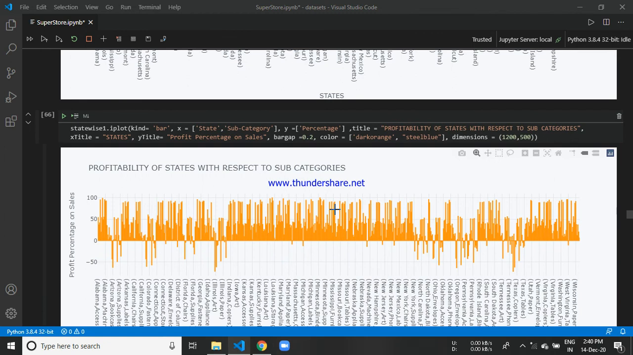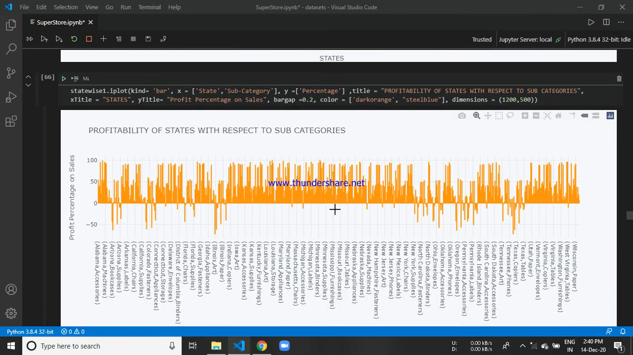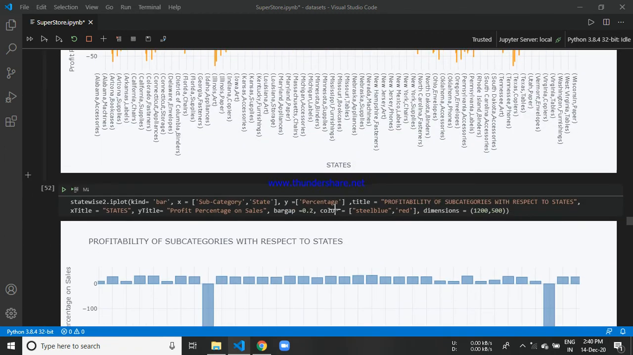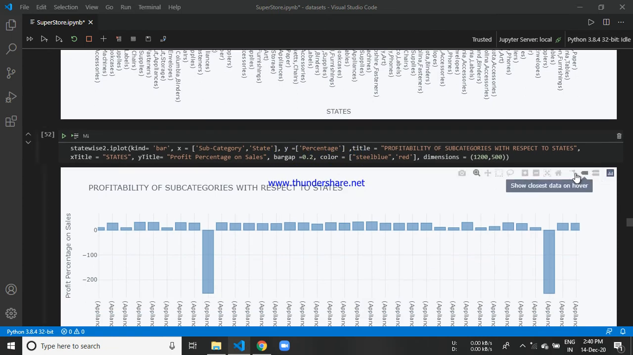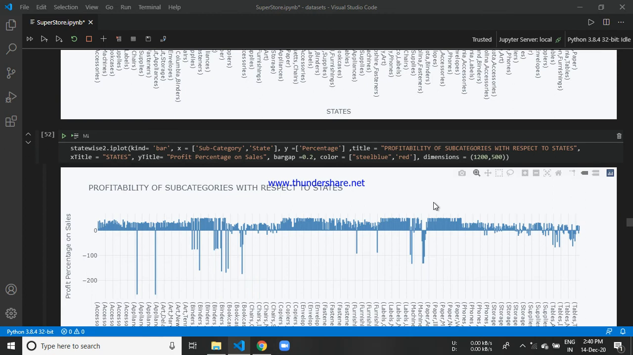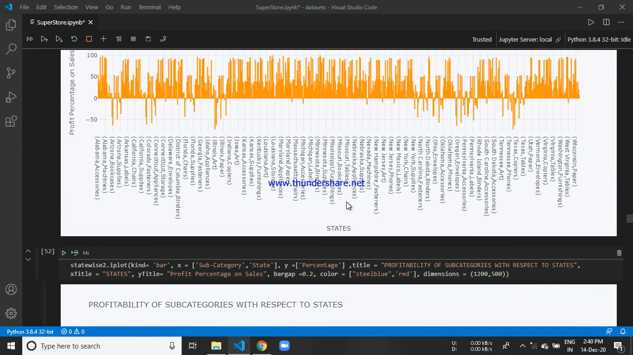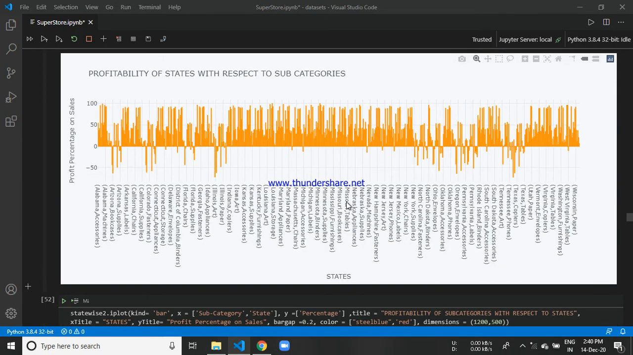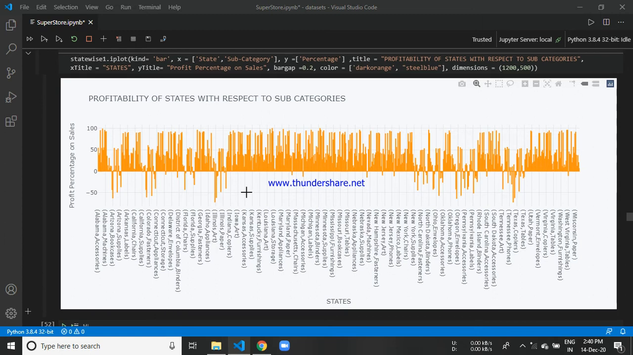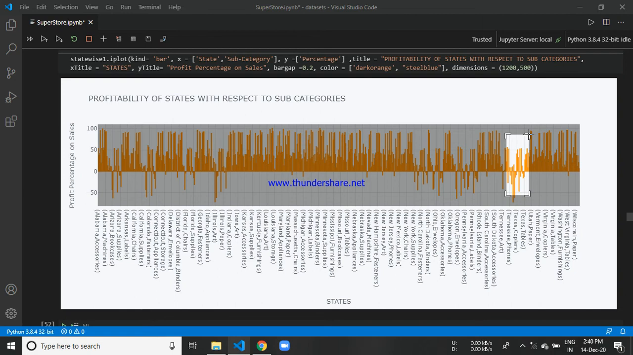This is also state wise, and I have shown this also subcategory wise. If you want to look into any state, the Illinois, the Ohio, the Texas, you can see which subcategories are giving the huge loss in it.